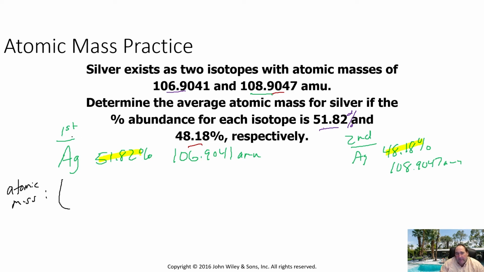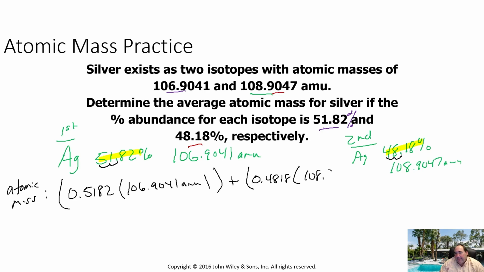Taking our first isotope, once again, I'm just going to move the decimal place 2 places to the left to convert it into a decimal: 0.5182 times our 106.9041 AMU. Again, we're going to add, not multiply here. Our second isotope, I'm also going to move the decimal place 2 places: 0.4818 times our 108.9047. Should be good at this point.